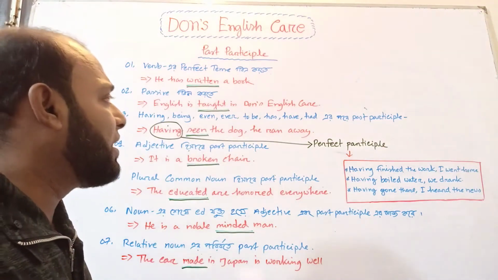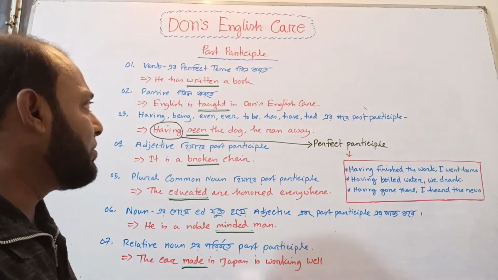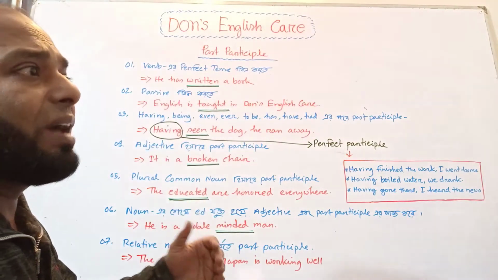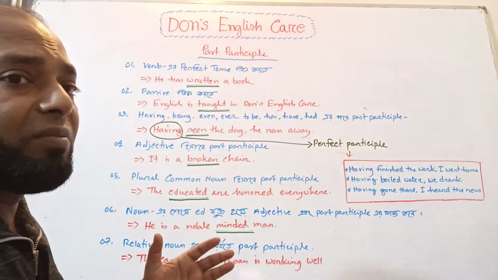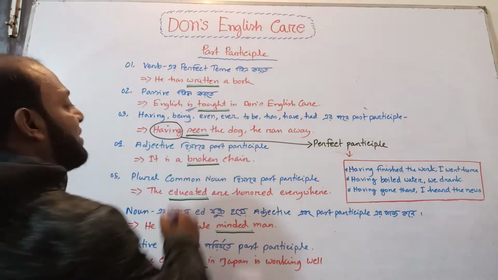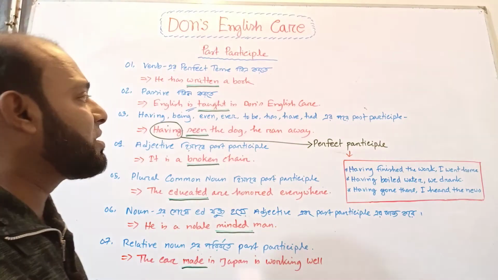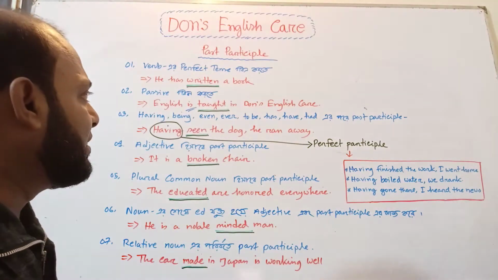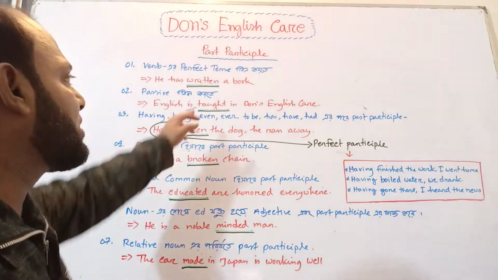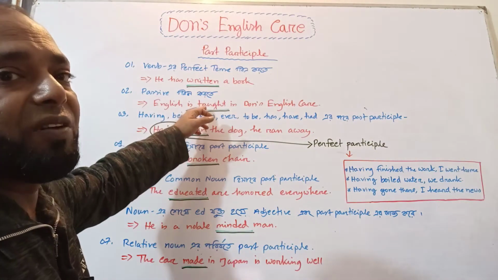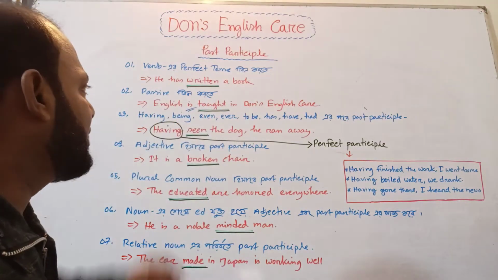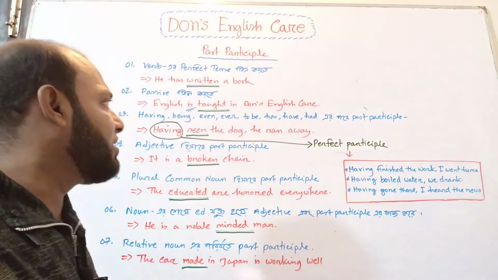Second option, if you'd like to make any kind of passive sentence. Why do we learn the passive form? Because before the past participle form, there is an auxiliary verb, so you can find the passive form here. One kind of use of past participle is the passive form. English is taught in Dance English Care.